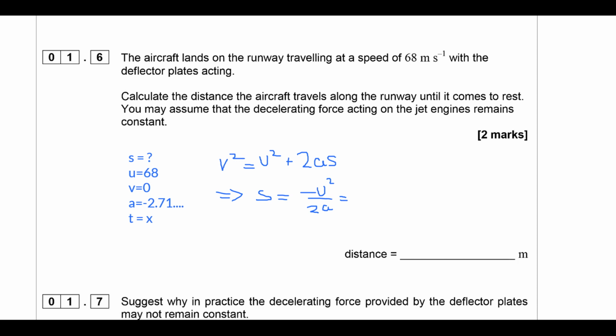And that comes out as 8.53, so it comes out as 853 odd. So that's going to be 8.5 times 10 to the 2 meters to two significant figures, which would be appropriate here.